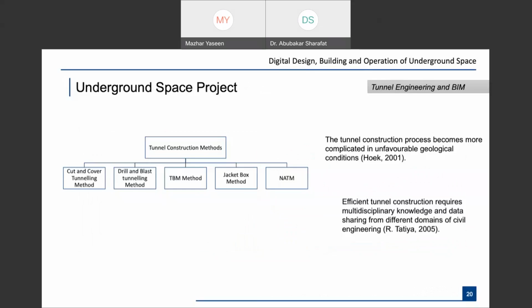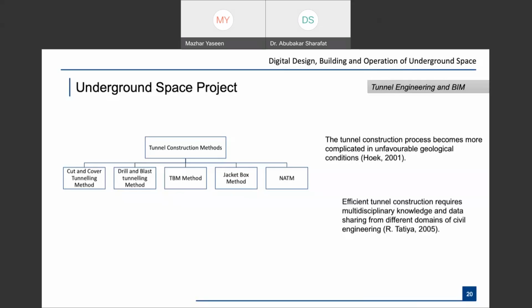So maybe in one project, we can adopt 2 or 3 different tunnel construction methods. There are different tunnel construction methods, such as the cut and cover tunneling method, which is generally used in Pakistan a lot for developing underground passes or subpasses. A very good example is the Canal Road in Lahore, in which they cut and cover.